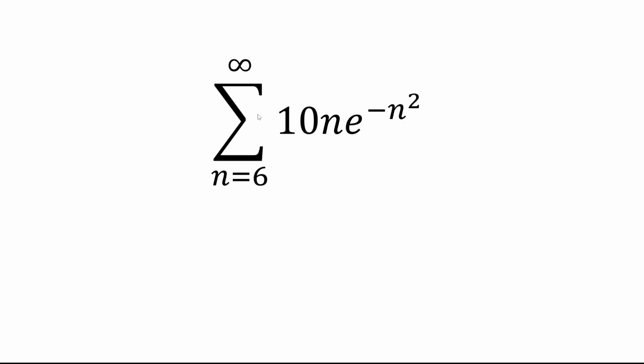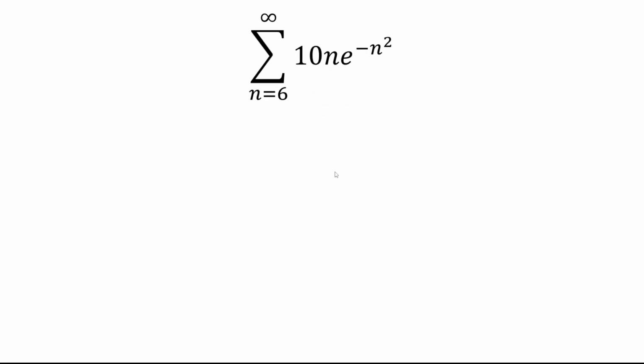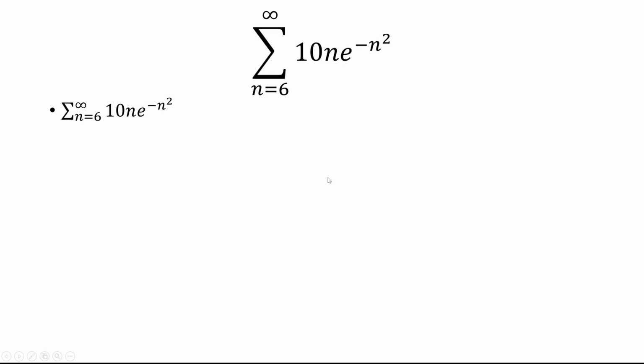In this video, we want to see whether the sum from n equals 6 to infinity of tan n times e to the negative n squared converges or diverges. So this is a good problem to use the integral test. We're going to find the integral from 6 to infinity of tan x e to the negative x squared. And for that, we'll use a u substitution.